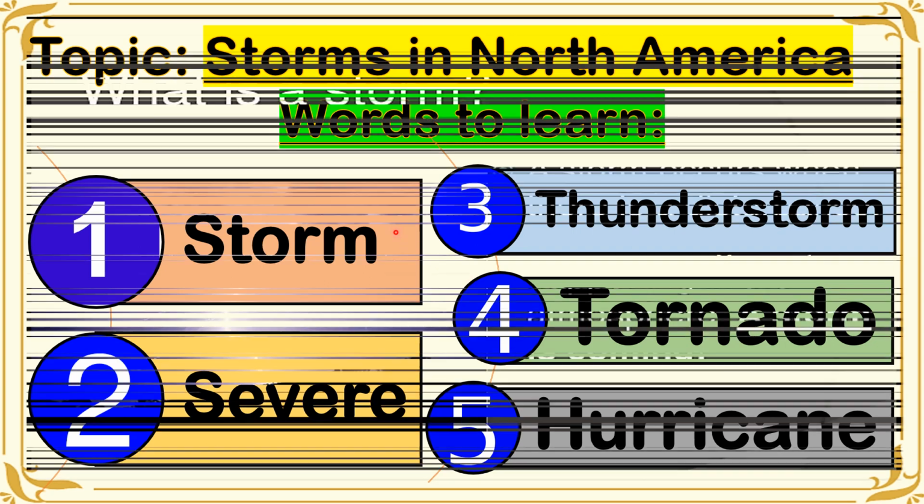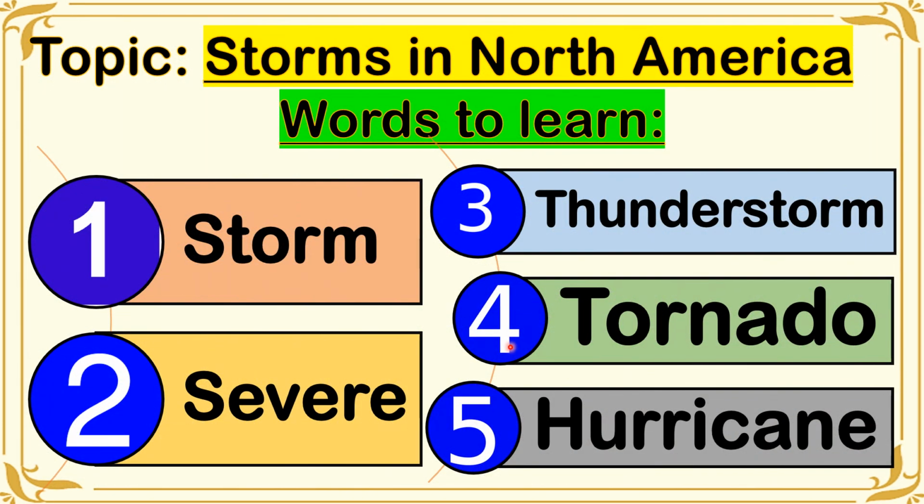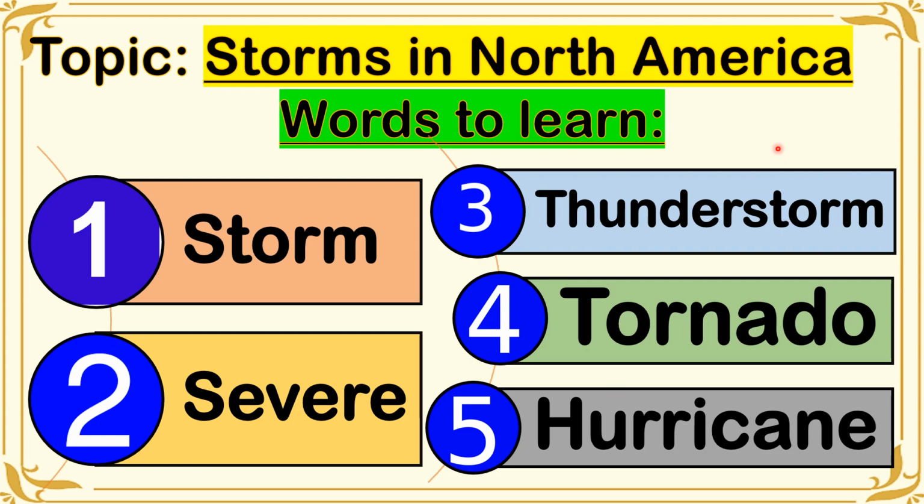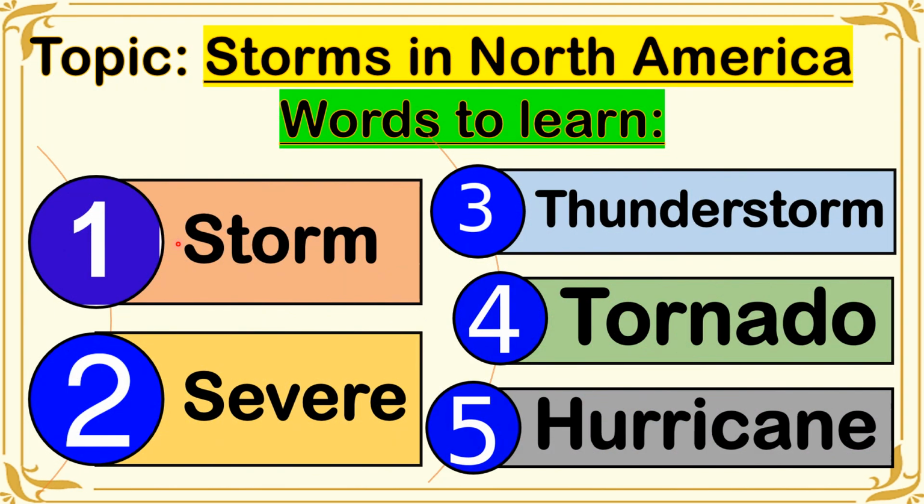So let's read the meaning of these words one by one. Storm. A storm occurs when there is a disturbance or something bad is happening in the atmosphere. A storm is coming. Number 2, severe. It means vigorous, violent, intense, heavy, strong, serious, hard. Next word is thunderstorm. What is a thunderstorm? A thunderstorm is a storm with lightning and thunder. So you can see at the picture. It's produced by a cumulonimbus cloud, usually producing gusty winds, heavy rain, and sometimes hail.